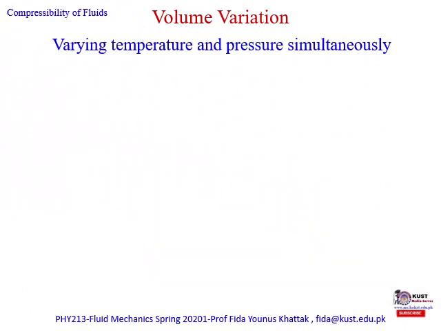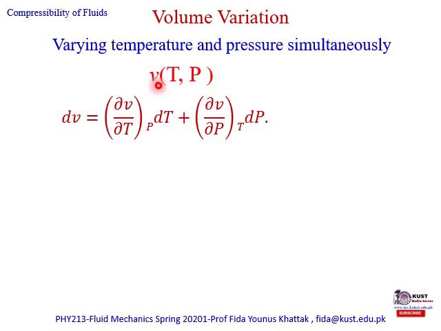Now, when we vary the temperature and pressure simultaneously, we have the volume V as a function of temperature and pressure. We can write down the total variation in the volume as the change in the volume as a function of change in the temperature, plus the change in the volume as a function of change in the pressure. So adding the two changes together, we get the total change in volume. So dV is equal to del V over del T at constant P into dT plus del V over del P at constant T into dP.